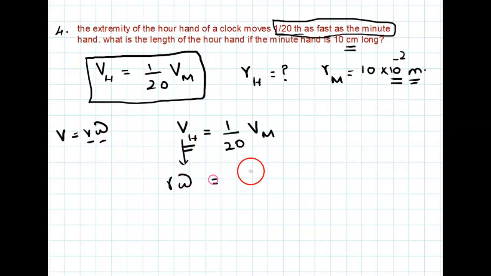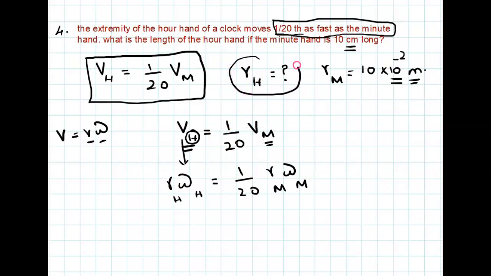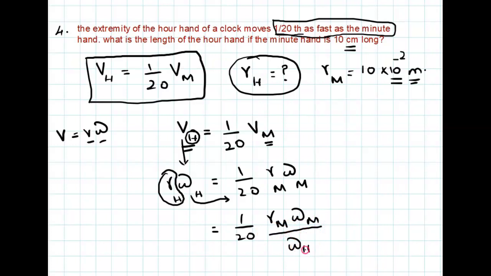R omega is equal to 1 over 20 r omega. This is for the hour hand, so here H, and this is for the minutes, so here M. Now it is easy. Now we have to find RH. So I keep RH here, and this will be the denominator. So 1 over 20th, r minute omega minute divided by omega for the hour. So this will be like this, 1 over 20.